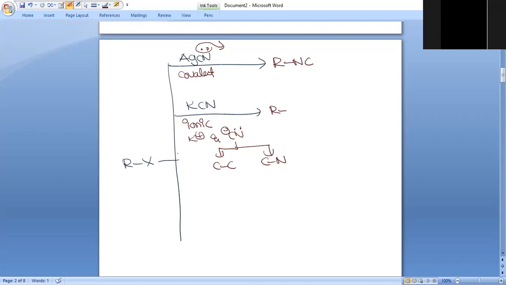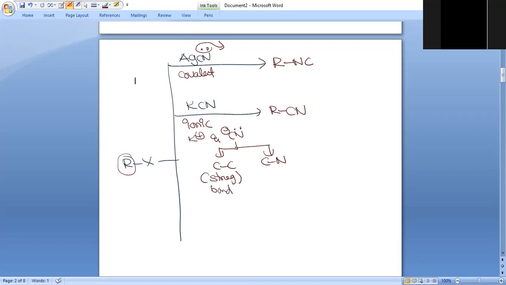And this carbon is attached to the alkyl group, so the CC bond will be formed. And if the lone pair is given, the CN bond will be formed. But the CC bond is a strong bond compared to the CN bond. That's why you will get RCN.